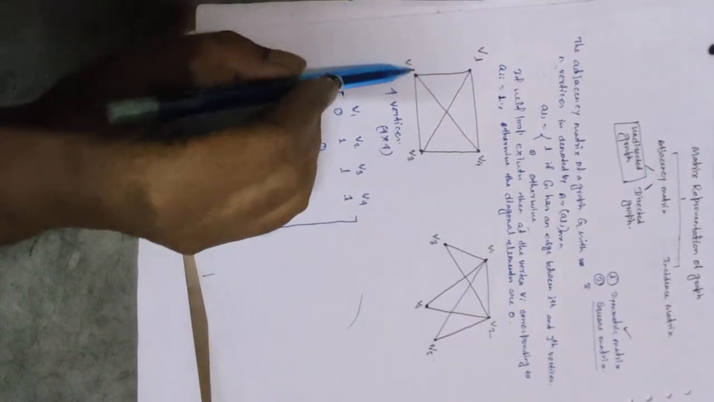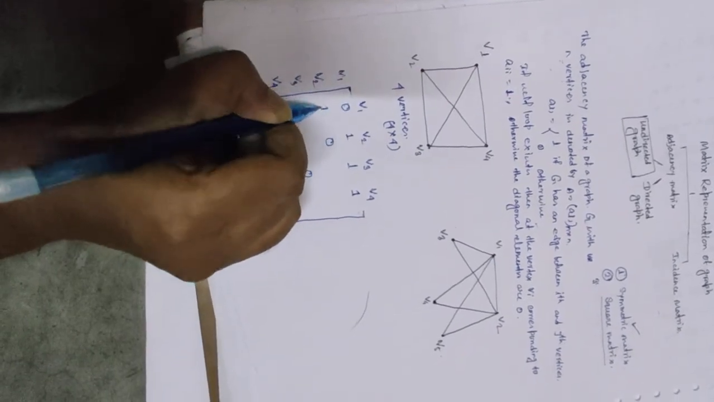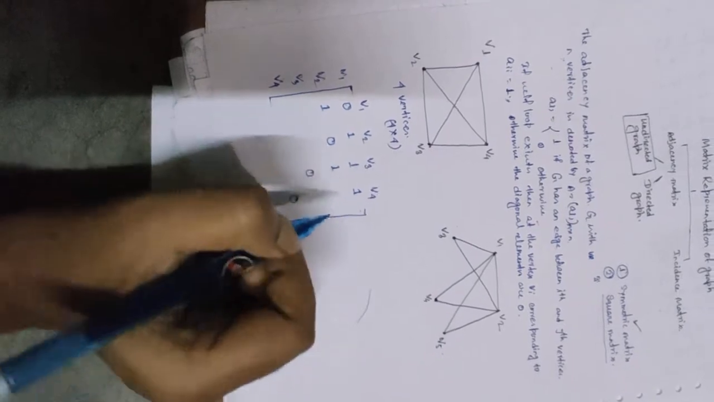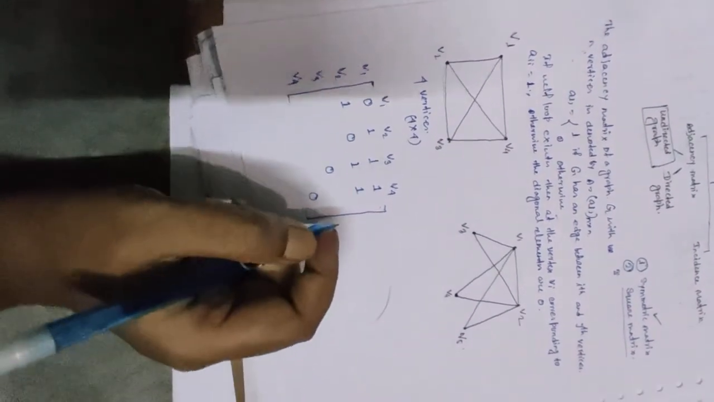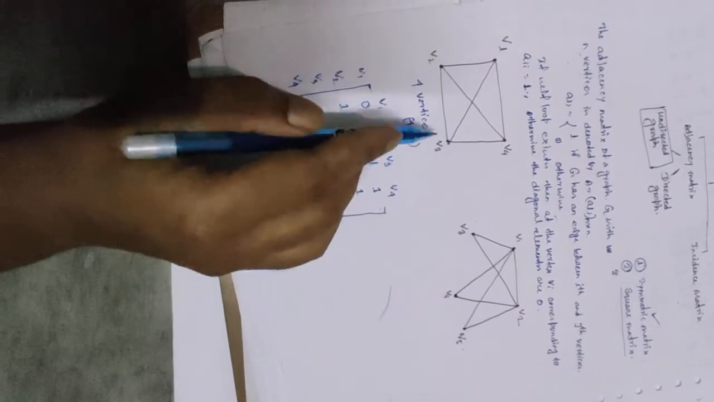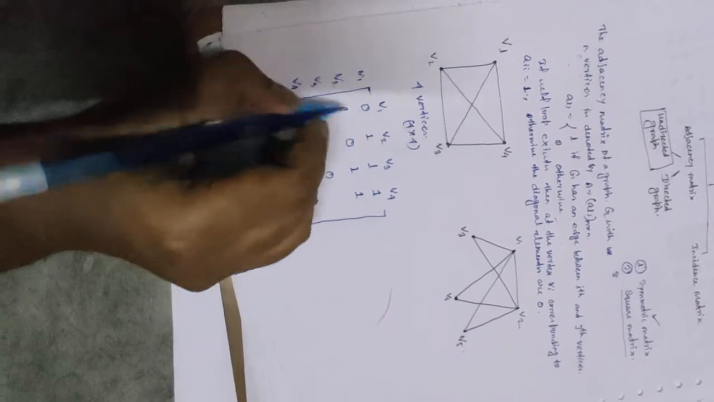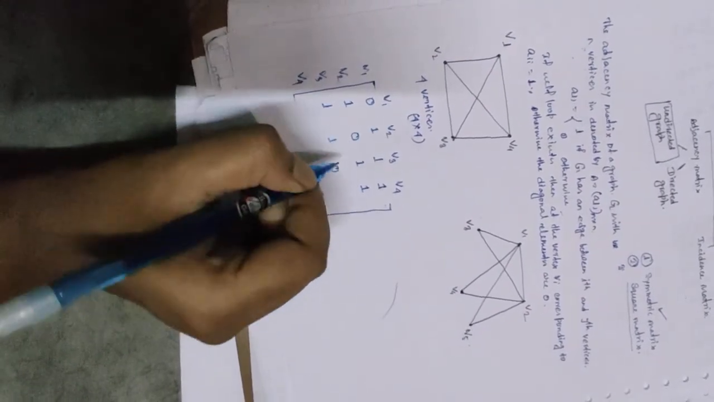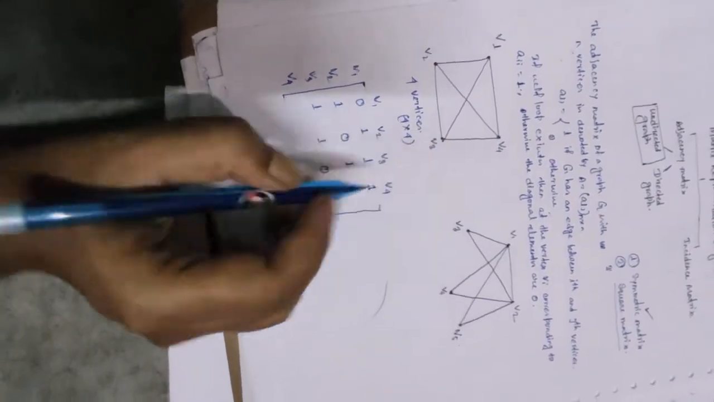Similarly for v2, is there any edge from v2 to v1? Yes, so this will be 1. Is there any edge from v2 to v3? That is 1. Is there any edge between v2 and v4? That is 1. Similarly for v3, is there any edge between v3 and v1? Yes, there is an edge. v3 to v2, yes, there exists an edge, and v3 to v4, yes, there also exists an edge.